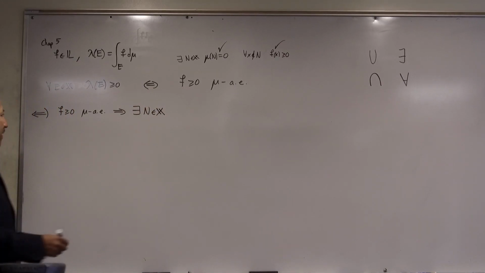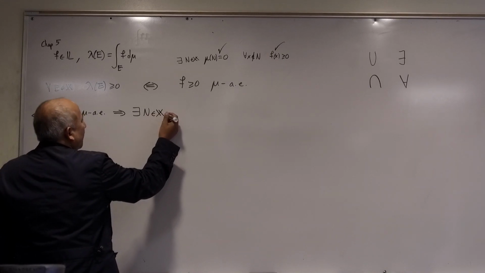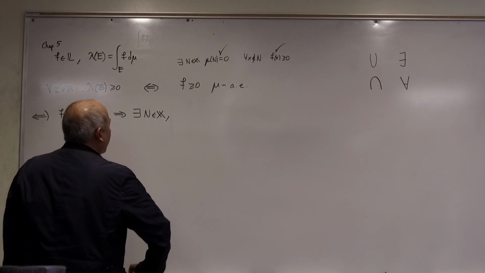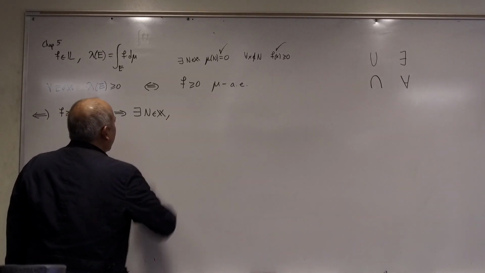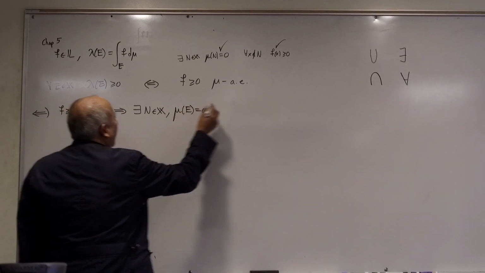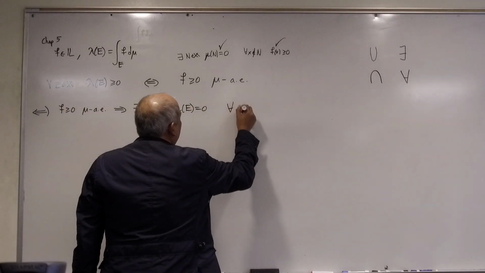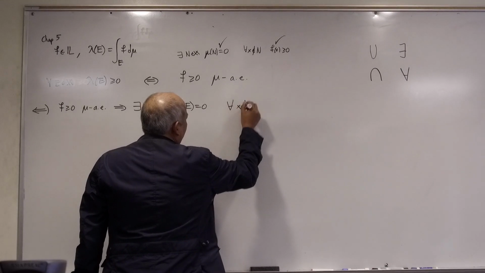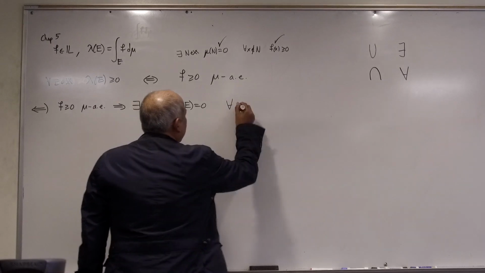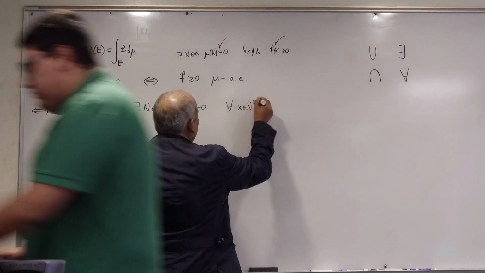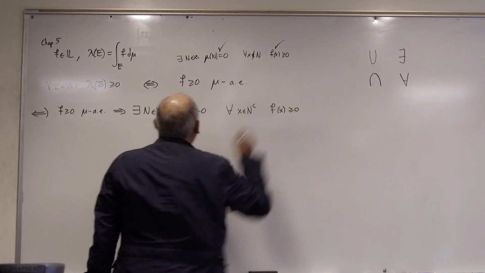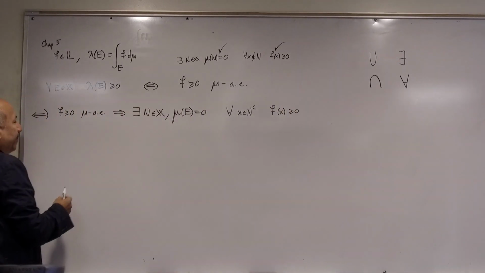Let's apply the same technique, guys, and see if you can understand it. The measure of E is equal to 0, and outside of that set, or let's say, some people prefer, for every x in N complement, f of x is greater than or equal to 0. Yes? Okay.